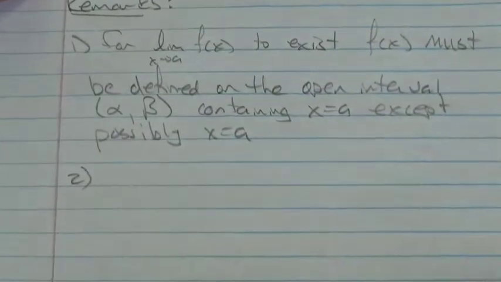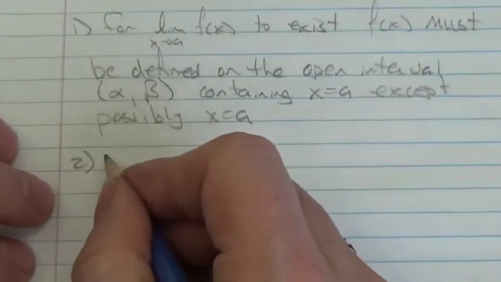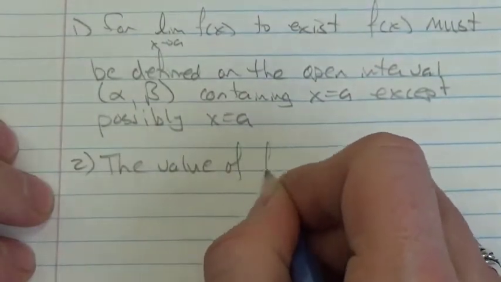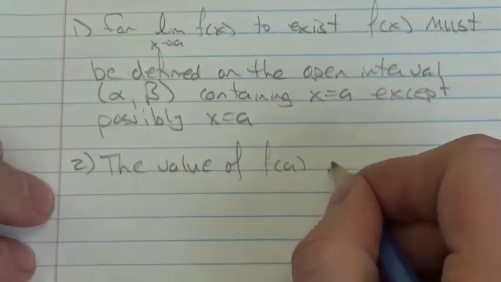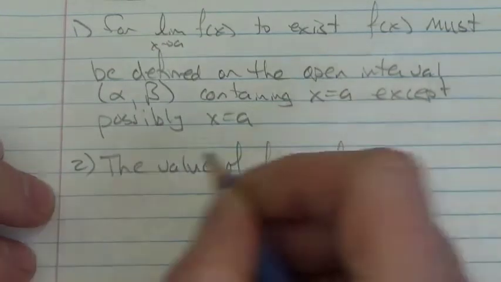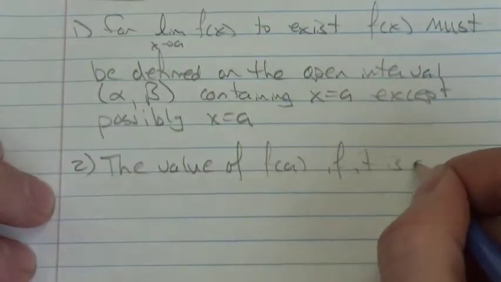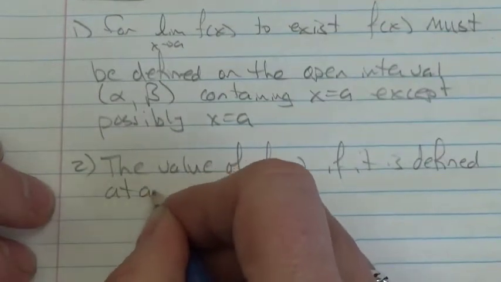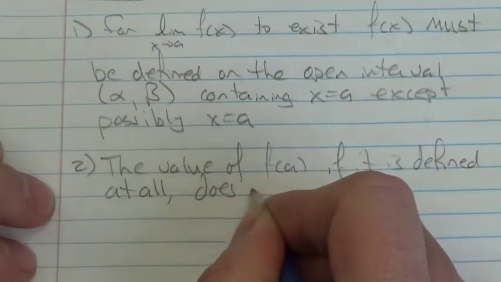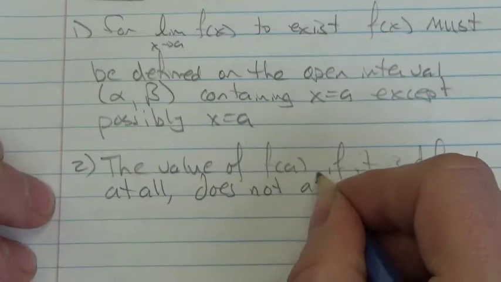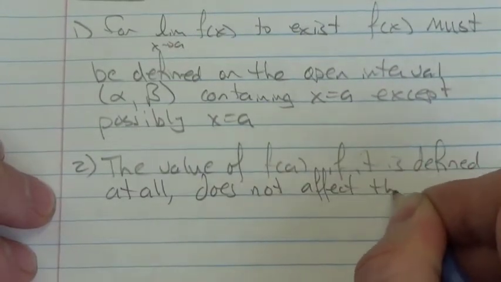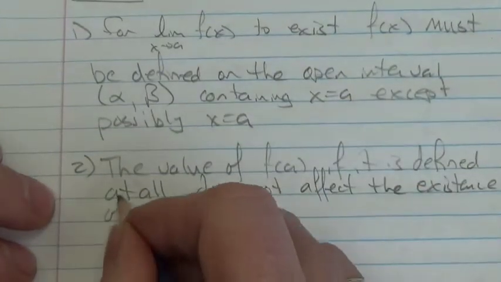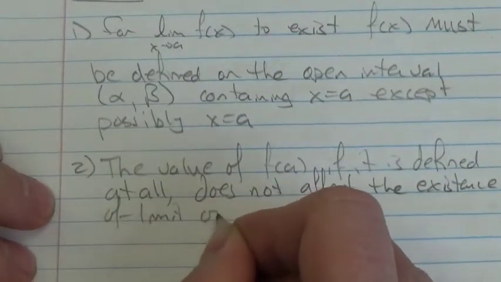Second comment that we might make here. The value of f of A, if it is defined at all, does not affect the existence of the limit or its value.